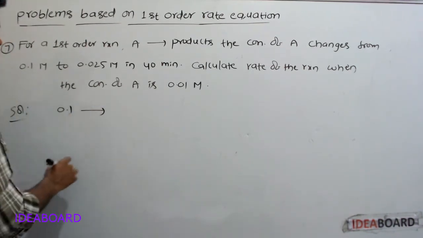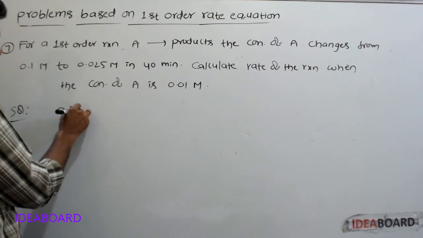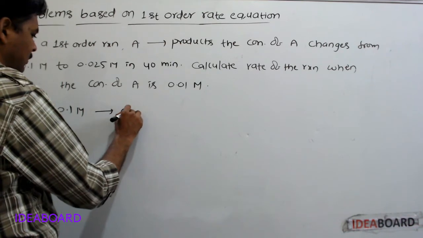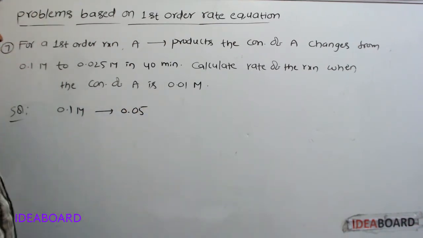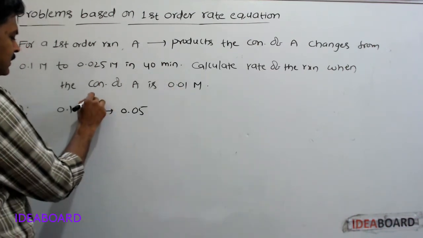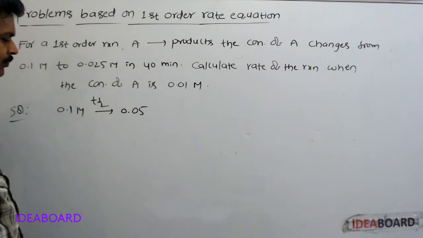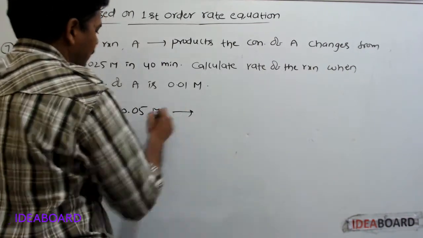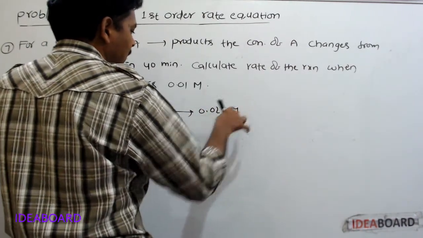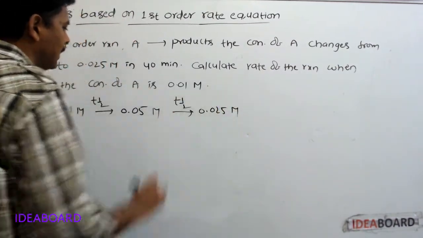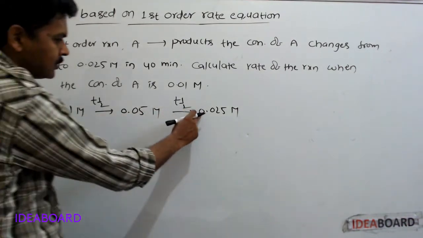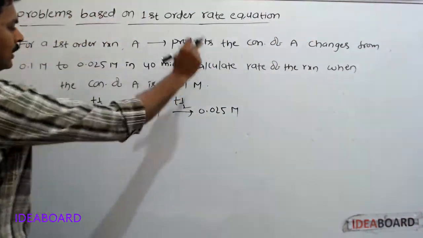0.1 molar to become half of this, 0.05. Time required is half lifetime T half. From 0.05 molar to 0.025 molar, time required is again half lifetime T half. To change from 0.1 molar to 0.025 molar, time is given as 40 minutes.